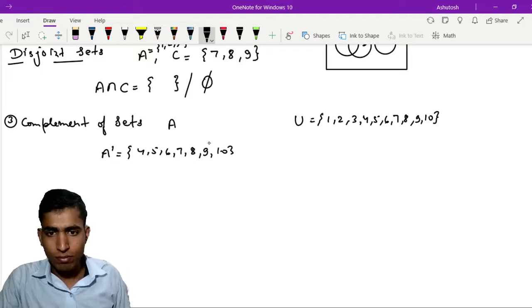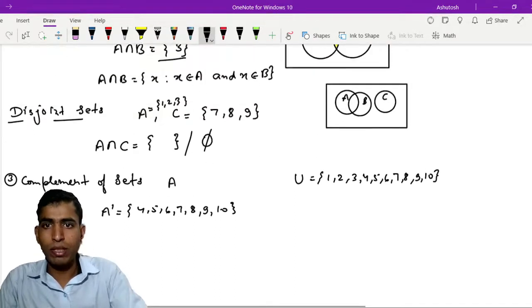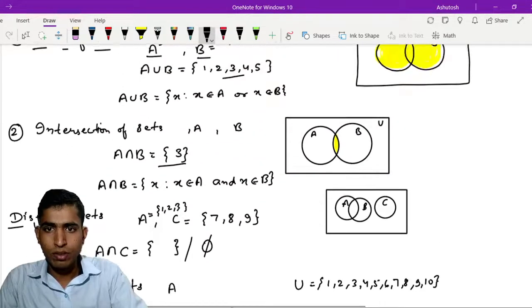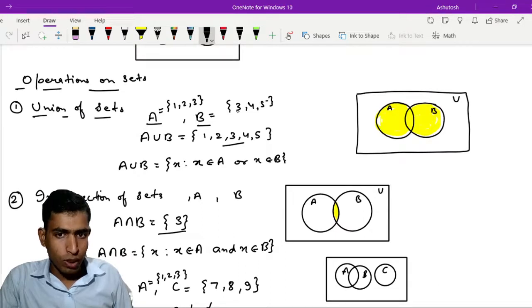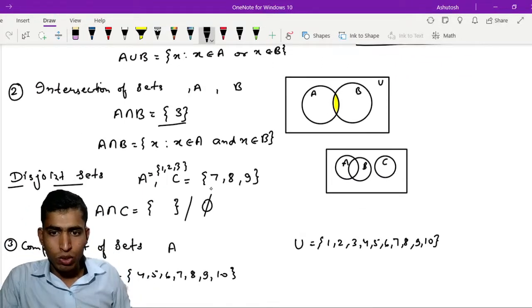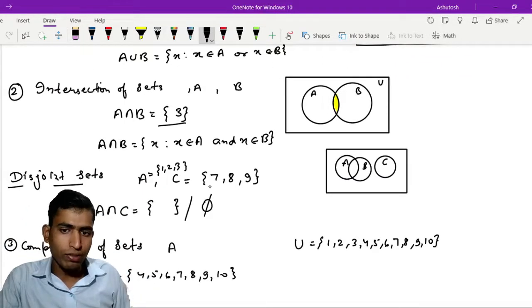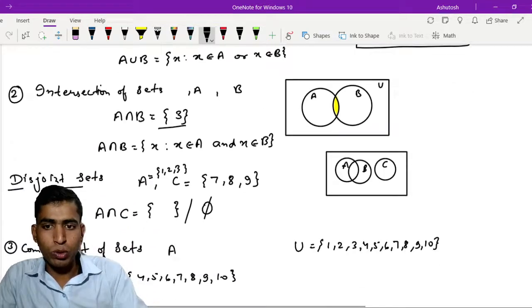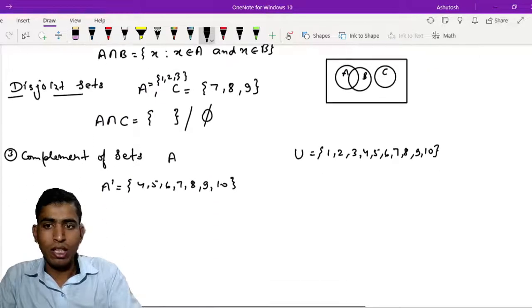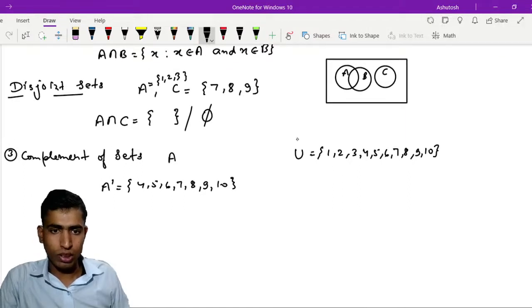Again, B dash will be 1, 2, 6, 7, 8, 9, 10. C dash will be 1, 2, 3, 4, 5, 6, 10. Hope you got it. Now let's see how it is represented on a Venn diagram.